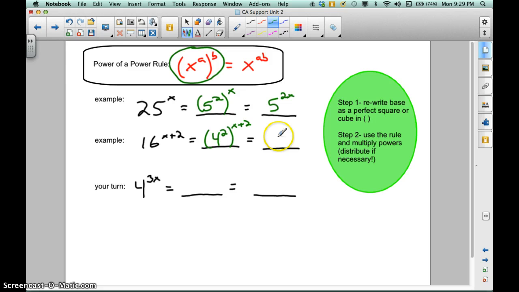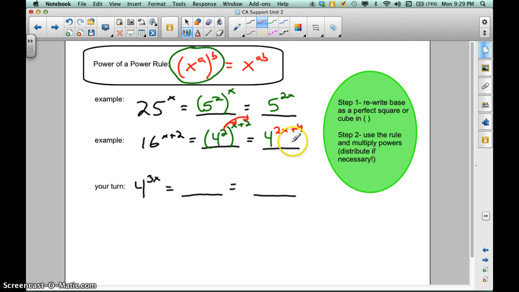Now, here's the place where we multiply our exponents. But when you multiply 2 times x plus 2, you have to distribute it. You have to multiply it to the x, and you have to multiply it to the plus 2, which gives you plus 4.